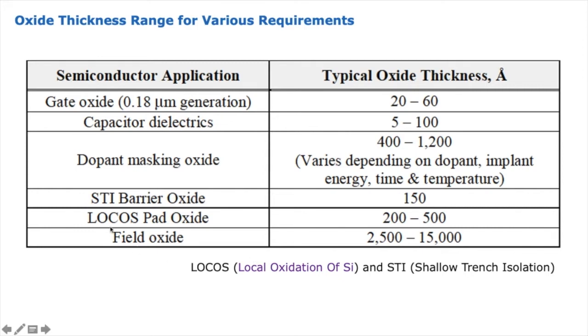And the last one is the field oxide, which I already explained. This is also used for similar applications, to separate out. It's like an isolator used between devices. This is quite thick, like 2500 angstrom to 15,000 angstroms, depending on the application.